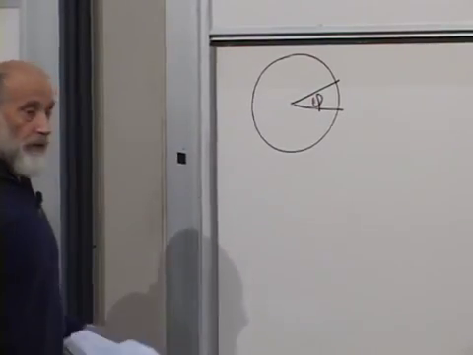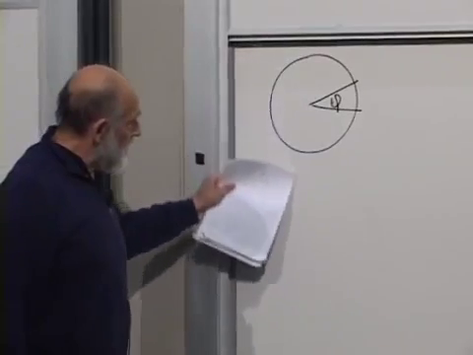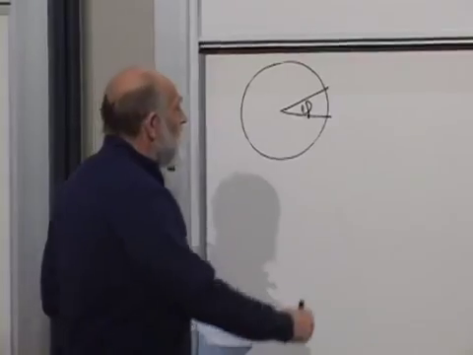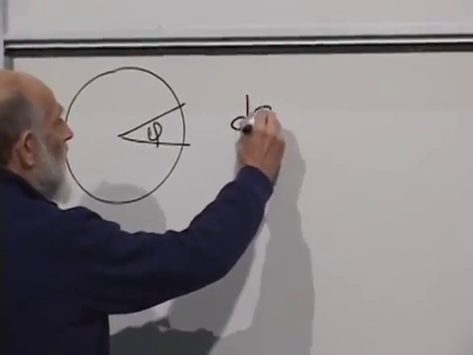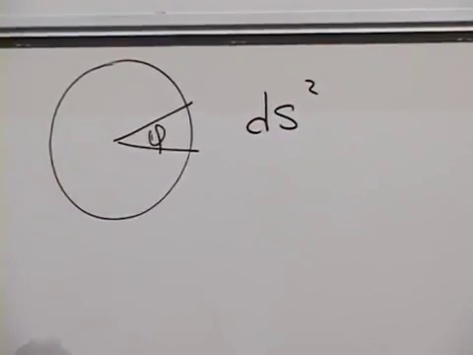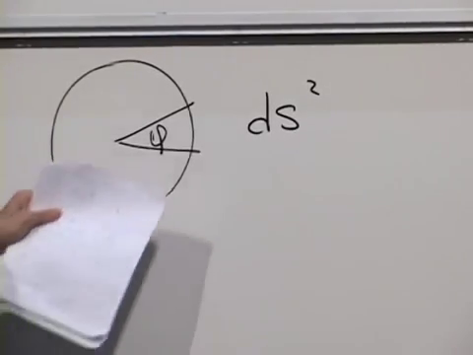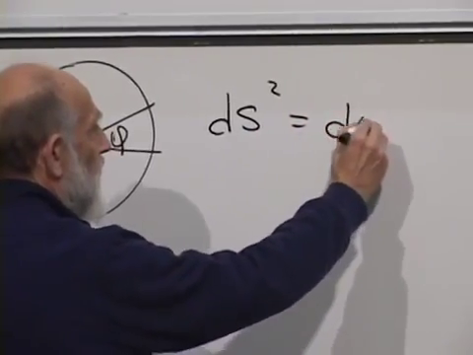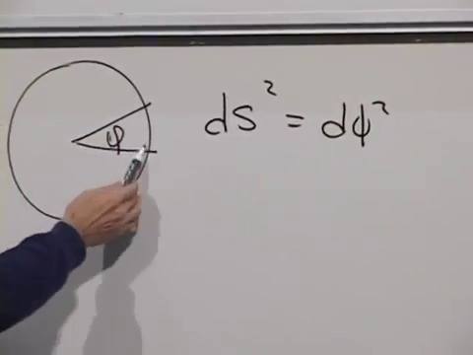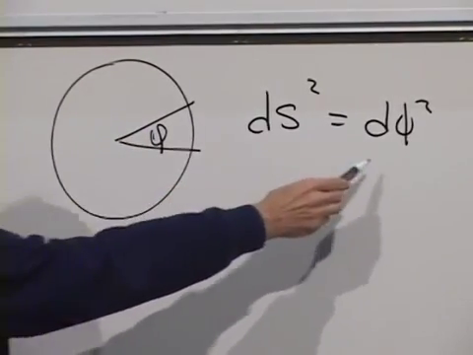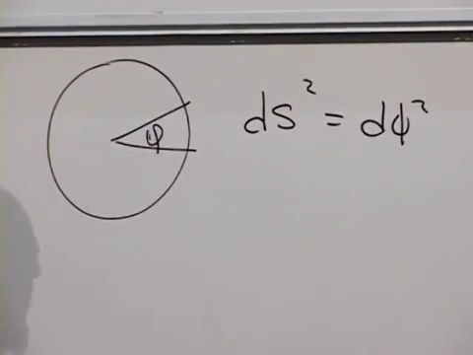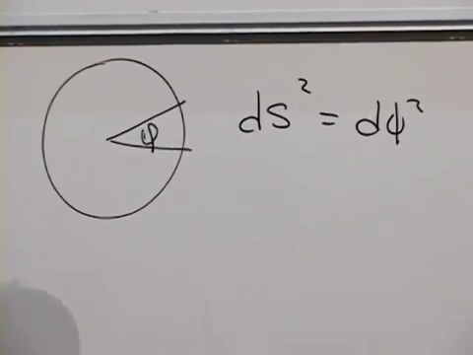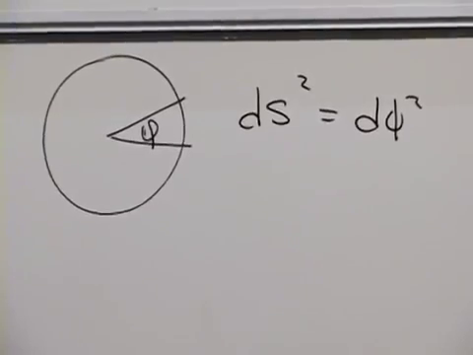Now phi goes from 0 to 2 pi in this case. If it's a unit one sphere, we could write a metric, and the metric would be very simple. If it's a unit one sphere, then the metric is just equal to d phi squared. The distance along the unit one sphere is just proportional to the angle. Just to keep everything positive, I've squared it. It would just be d phi squared. That would be the metric of a one sphere.